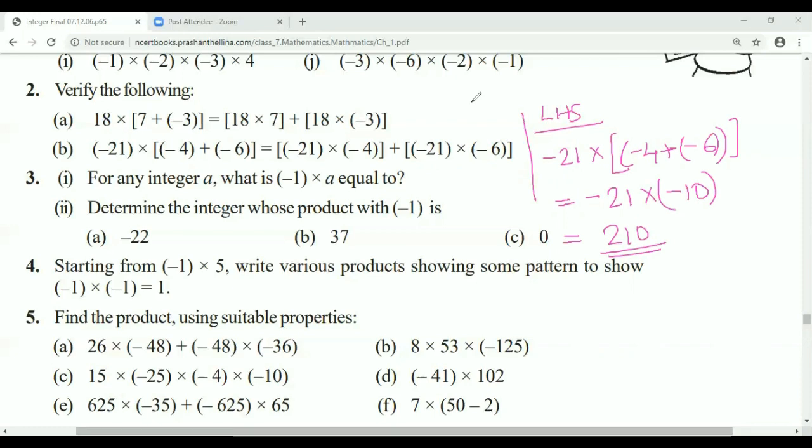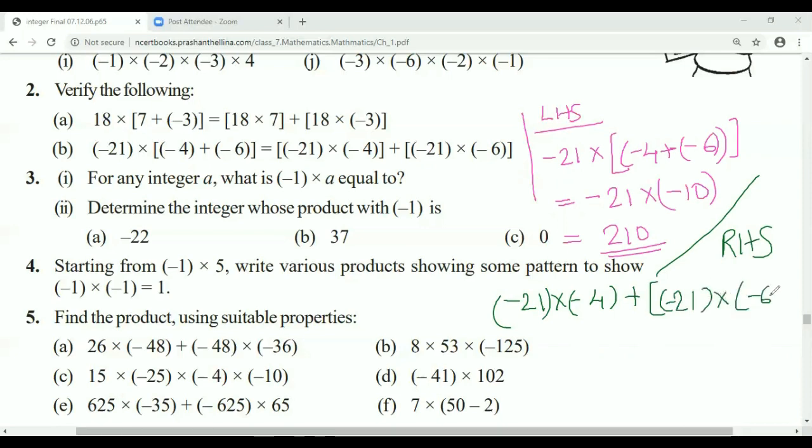Then we find the right hand side. The right hand side is negative 21 into negative 4 plus negative 21 into negative 6. Let me write it here.